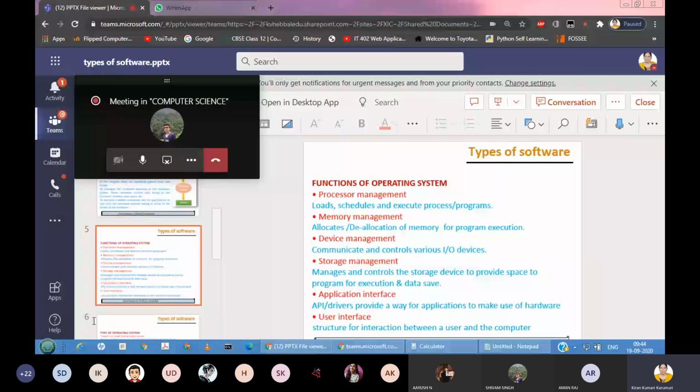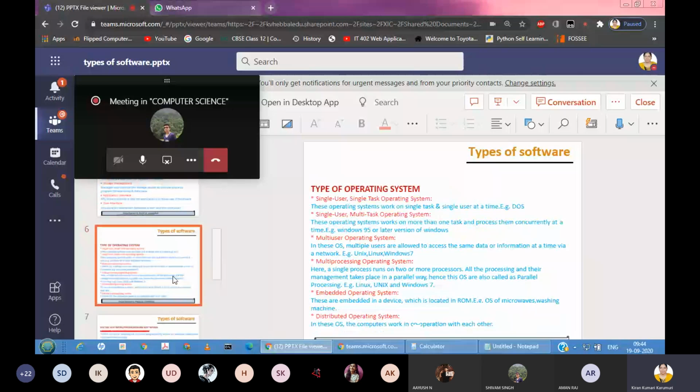What are the functions of operating system, children? Tell me, repeat after me. Processor management, memory management, device management, storage management, application interface, user interface. There will be a question like list any 4 functions of operating system. Many a time this is a repeated question. So in this chapter, every point we are discussing is very important. Okay, now let's go forth and see the next one.